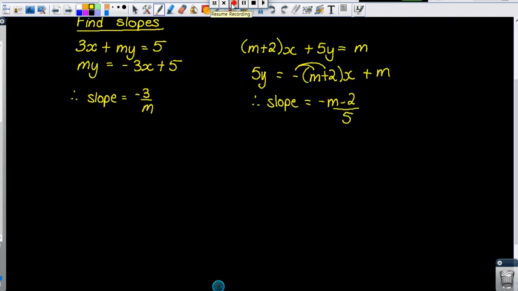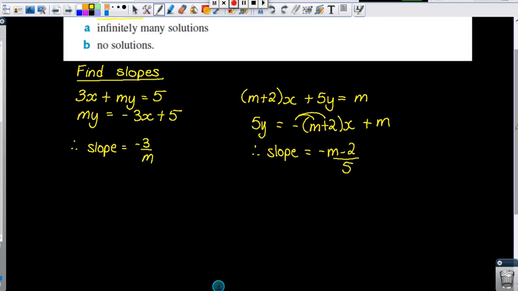I can now suss when I will actually have no solution, because I can go back here and I haven't solved this one yet, but I can at least do this one, and I know that there will be no solution when they equal each other. Would you agree?